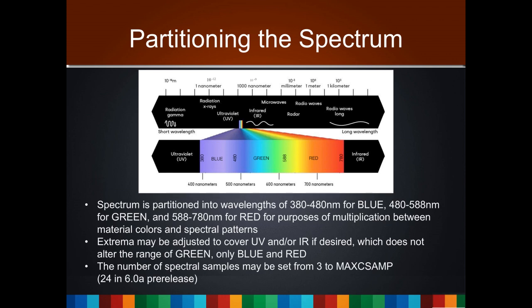The spectrum is partitioned into these wavelengths for red, green, and blue. 380 to 480 nanometers for blue, 480 to 588 for green, 588 to 780 for red. And this is for the purposes of multiplying against RGB colors that might be in the material. And that's just a simple way to deal with the fact that we still have these RGBs and they should mean something. And it's a way to sort of tune things a bit.